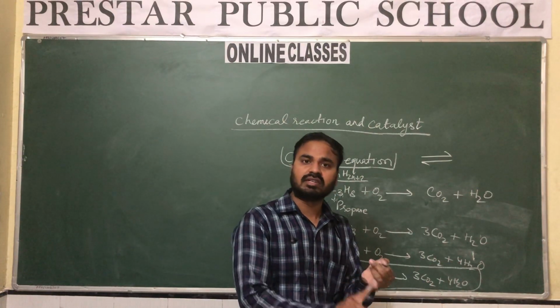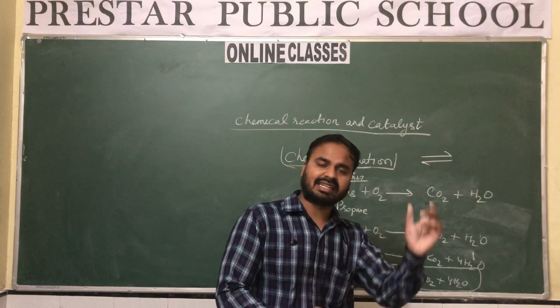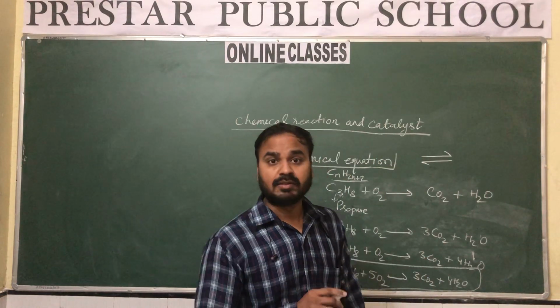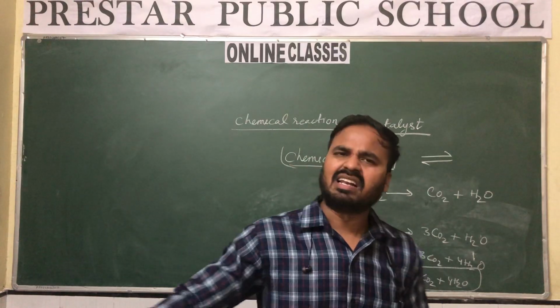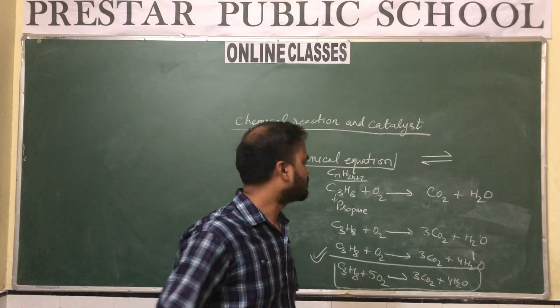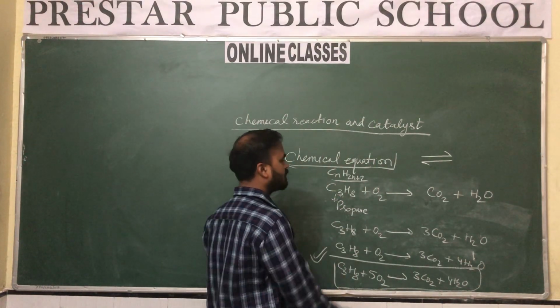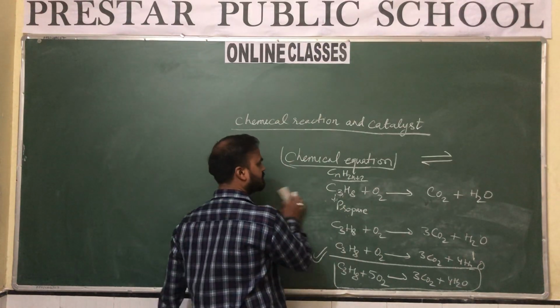You have to count first. These are the number of atoms in the reactant as well as the product. Then you are able to balance. Let us take another example. Just after pausing, beta, copy all these things.